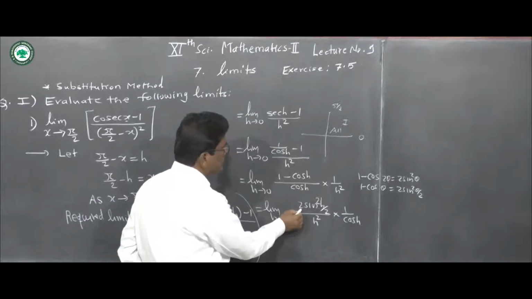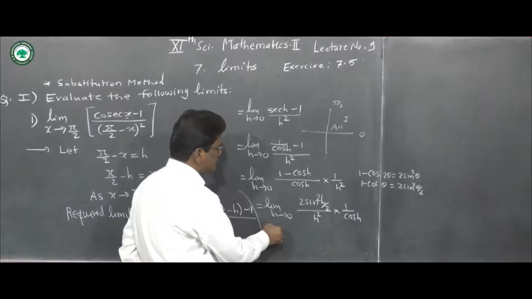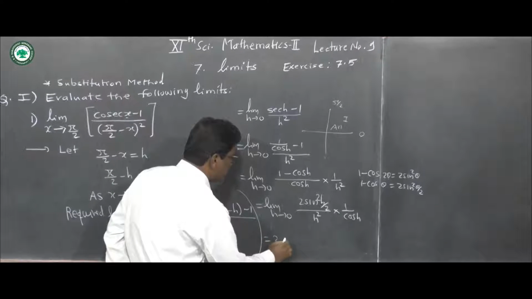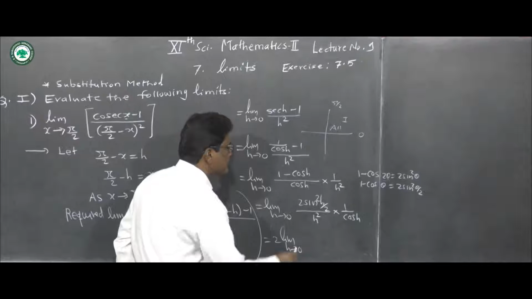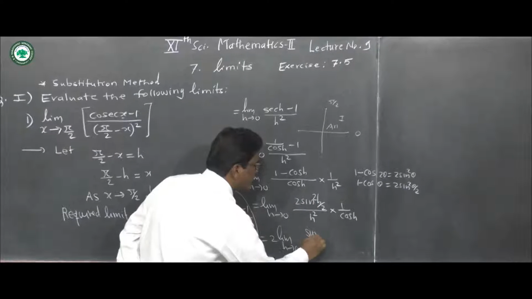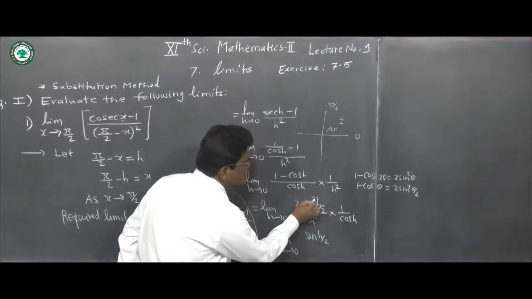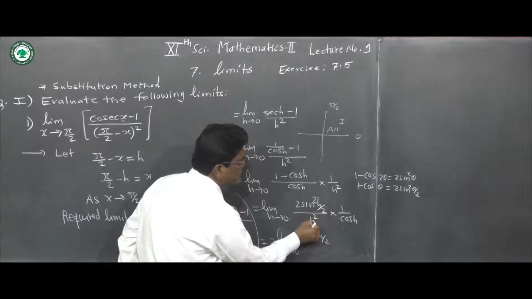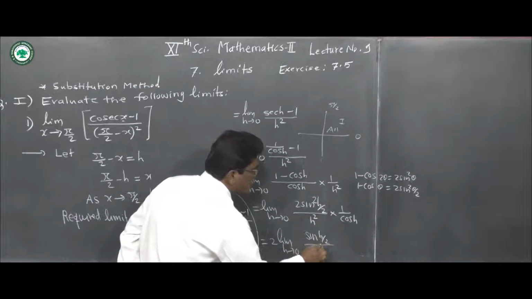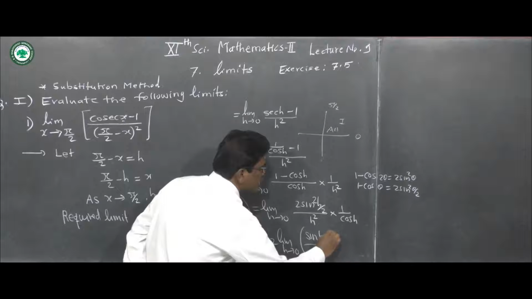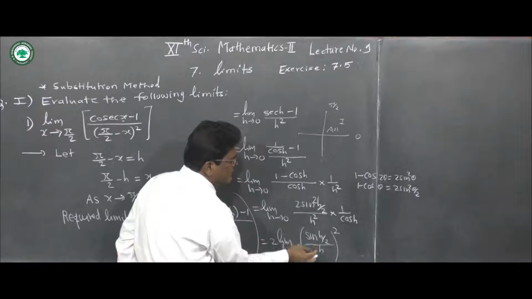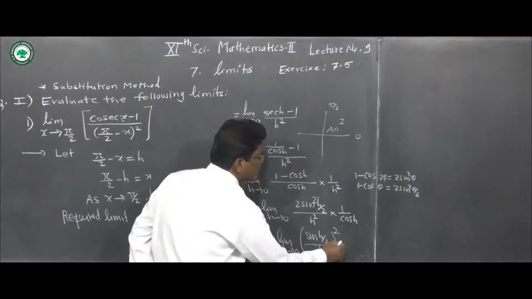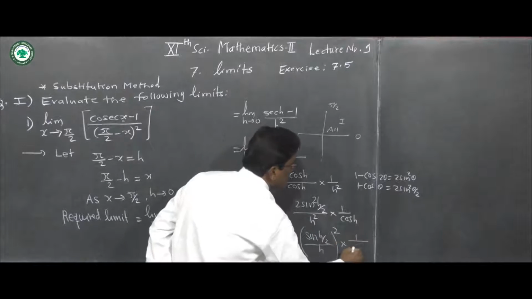Now this 2 is constant, we take outside the limit. So this is equal to 2 into limit as h tends to 0. Now here sin square h by 2 upon h square, we write sin of h by 2 upon h, bracket square, since numerator square upon denominator square is equal to numerator upon denominator whole square, into 1 upon cos h.